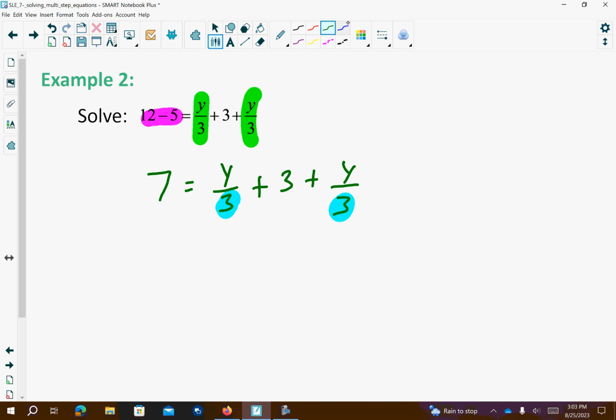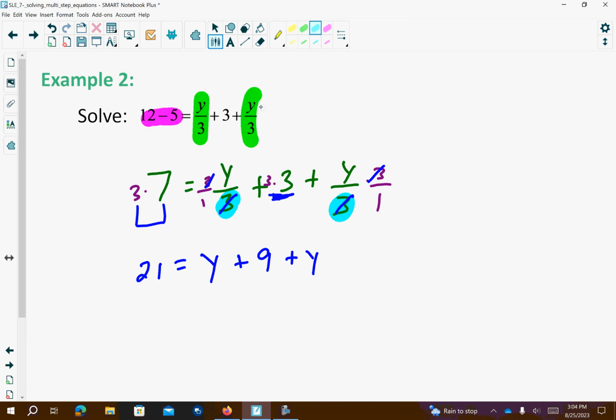Well, what did we do? What if I were to multiply this by 3, and this by technically 3 over 1, this by 3, and this by 3 over 1? And then I'm going to combine. So 3 times 7 is 21 equals this 3 and this 3 cancel, so that leaves me just y. 3 times 3 here is going to be positive 9. And then these 3's cancel out, and it leaves me the y there. Okay, I still have a y and a y on the same side of the equal sign. So what's y plus y? Yeah, it's 2y.